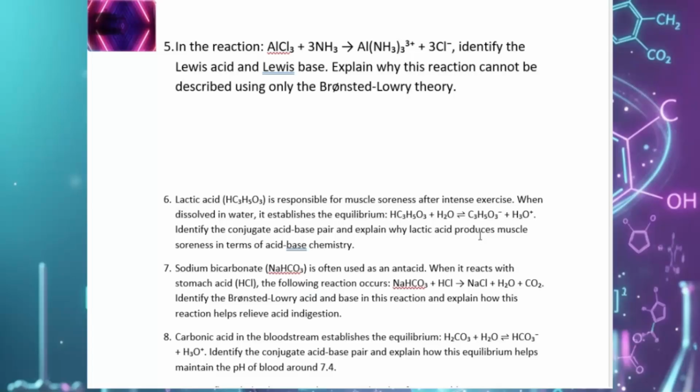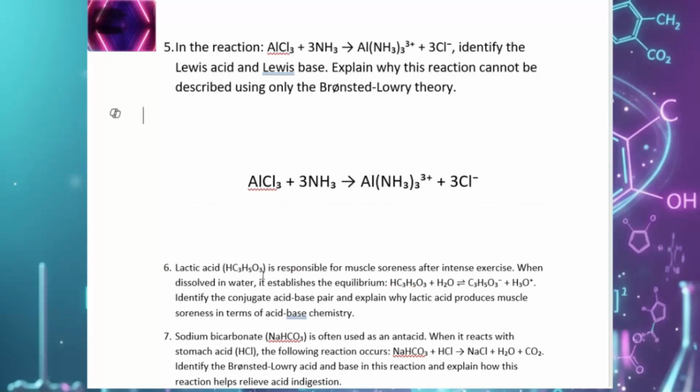when you look at this reaction, let me plug it here so you can see it. Aluminum chloride doesn't look like the same thing on the opposite side, and NH3 doesn't look like the same thing on the opposite side. So what we need to do here is determine what we've got. What are we working with here?